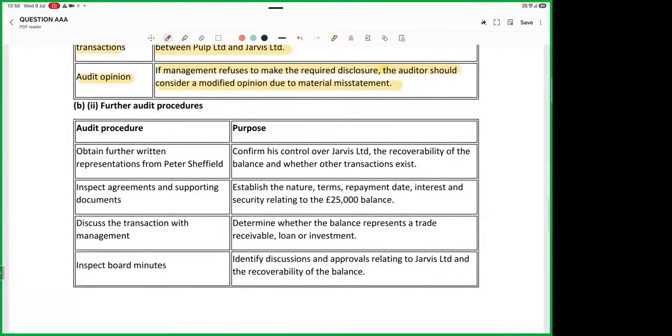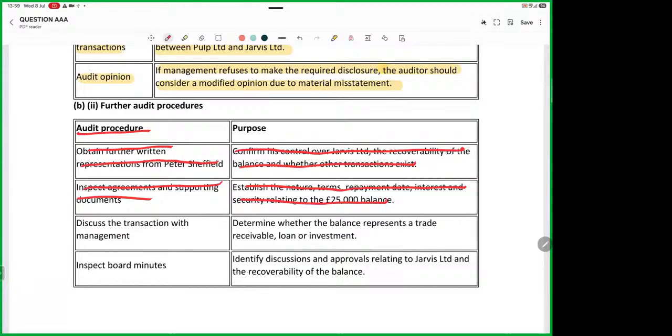Audit procedure: first of all, let the management and the chairman give us a statement. We need what we call management representations. So obtain further written representations from Peter Sheffield, confirming his control over Jarvis Limited, the recoverability of the balance, and whether other transactions exist. Inspect agreements and supporting documents. Inspection: establish the nature, terms, repayment date, interest, and security relating to this 25,000 balance.